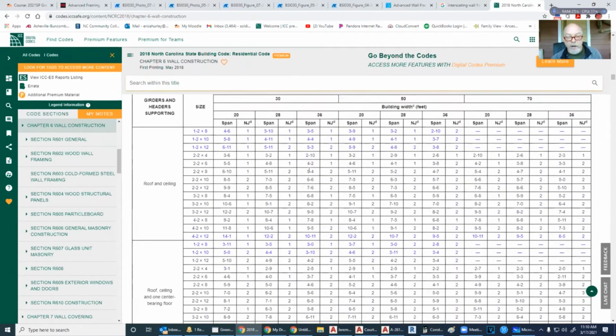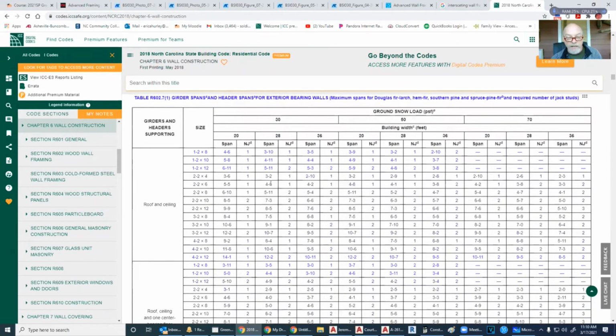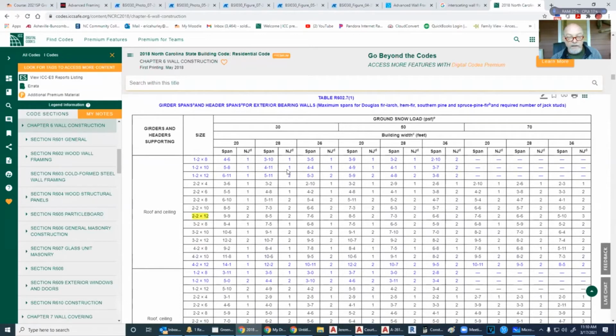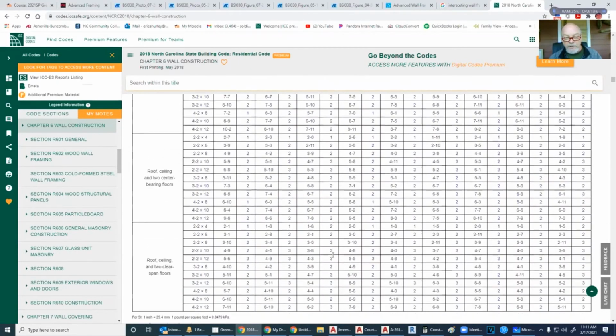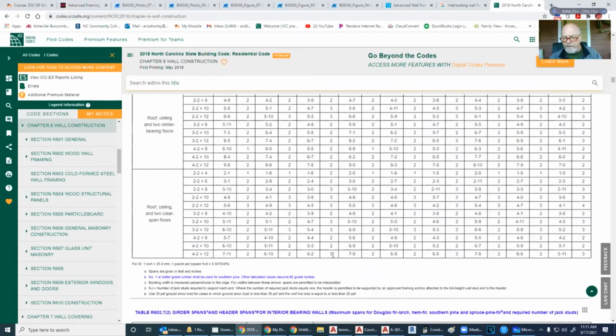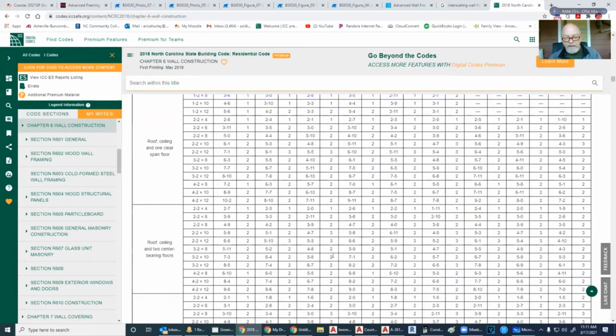So you can go in here and figure out what length you need, what size you need. Do you need two 2x12s in a 28 foot wide house? Then the maximum span is going to be 7'3". That's a different class, but I just want to give you a sense of what is expected when you're trying to figure out these lengths.